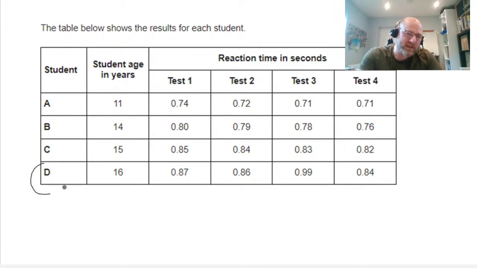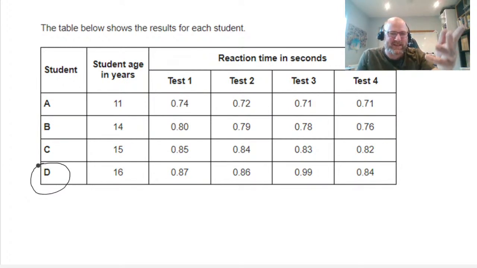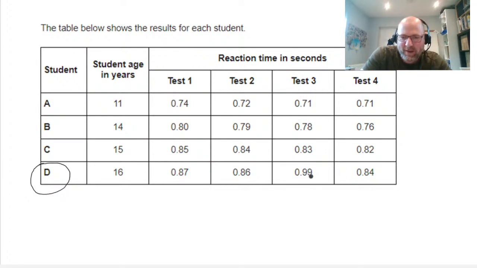First, student D. This is a ruler drop test. Which student here has got an odd result? Which is the odd result? For student D, if you read across the 16-year-old with their reaction time, which one? Test 3, Broski's on it. He's been drinking his coffee tonight, so, yeah, 0.99.